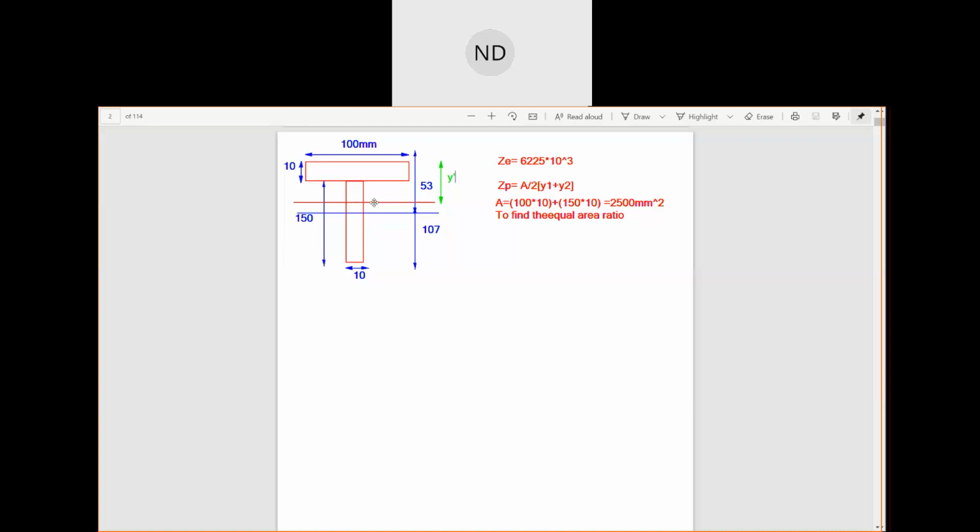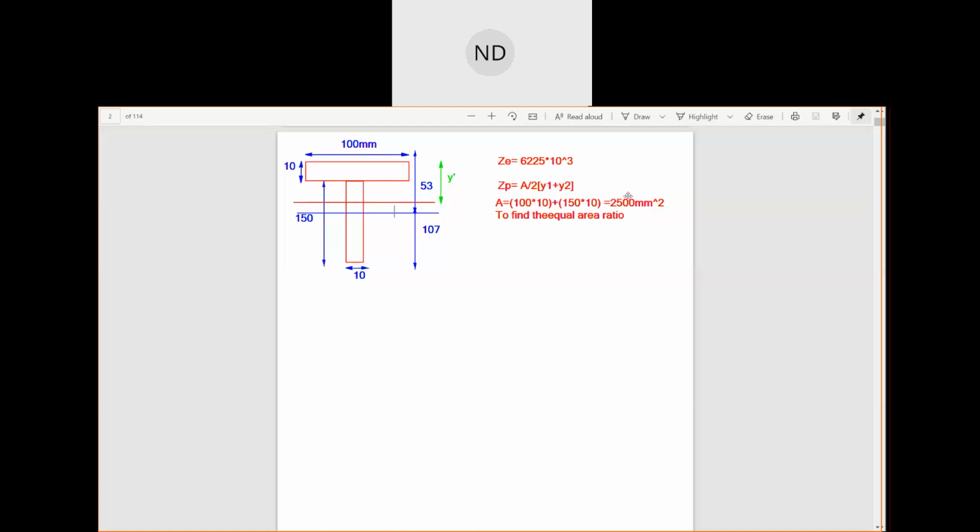We have assumed that this axis is our equal-area axis, which means that this entire T section is divided into two equal areas. This red axis is dividing this entire section into two equal areas. The area of this upper portion is equal to the lower portion below this red axis.